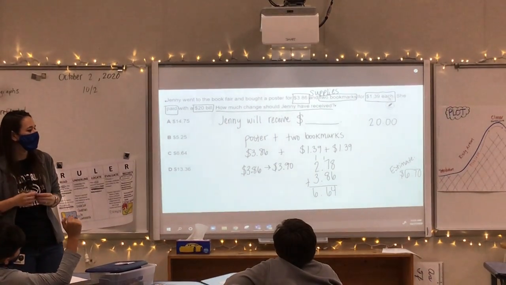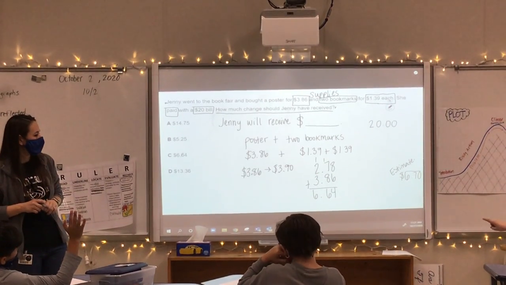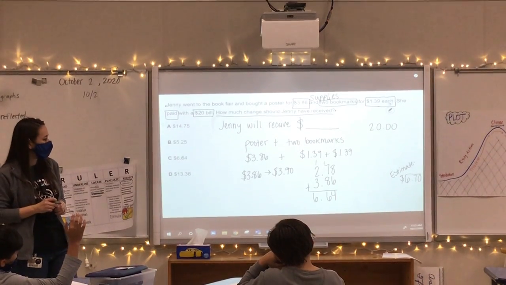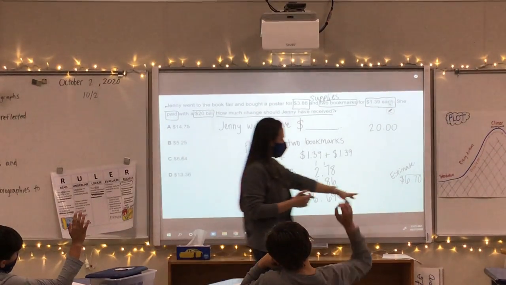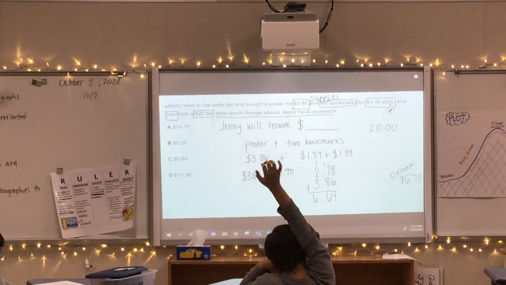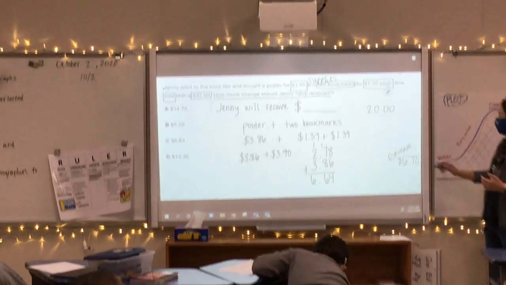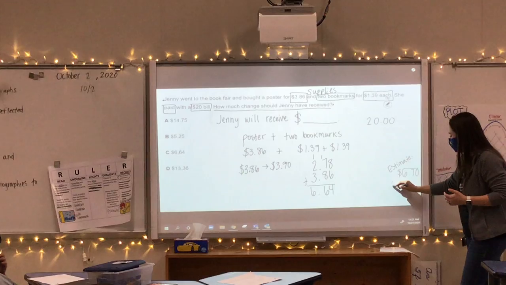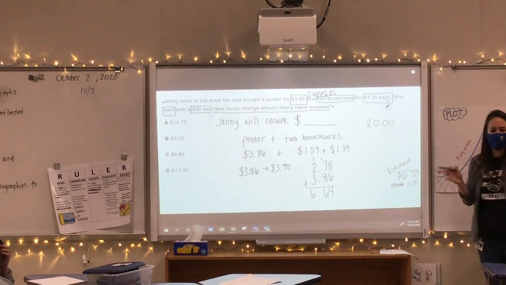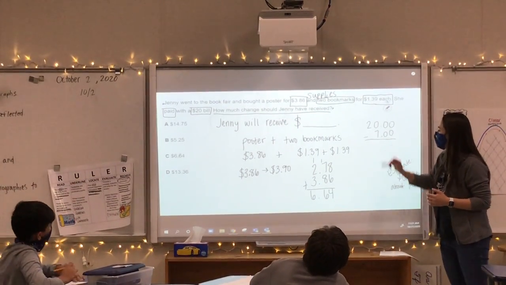Instead of estimating with that, you can estimate to $6.60 if we want to. But that doesn't really change much, that's just like 10 cents difference, right? So what would be a more friendly number to subtract with? $7. Okay, so let's change this to $7. I know that's changing our estimate. I'm just going to make that easier so we can subtract with whole numbers. So $20 minus $7.